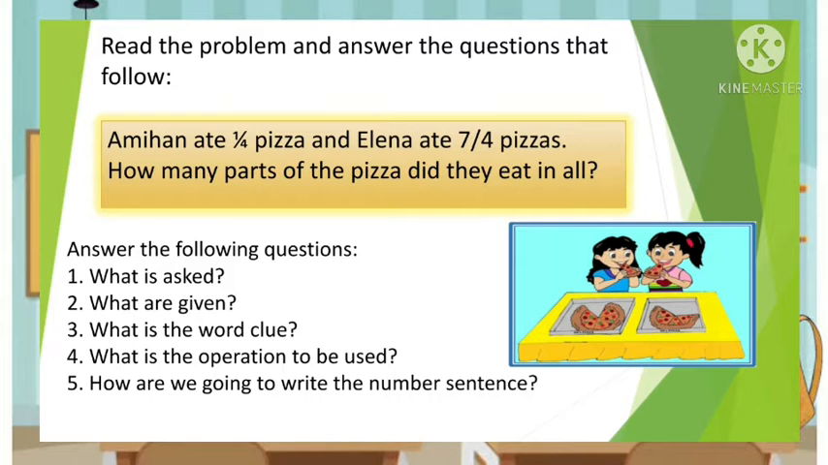Everybody, read the problem and answer the questions that follow. Amihan ate 1/4 pizza and Elena ate 7/4 pizza. How many parts of the pizza did they eat in all? Question number 1. What is asked? Number 2. What are given? Number 3. What is the word clue? Number 4. What is the operation to be used? And number 5. How are we going to write the number sentence?